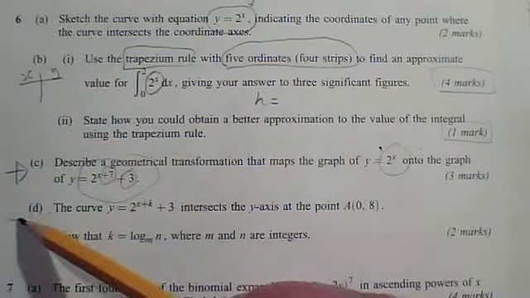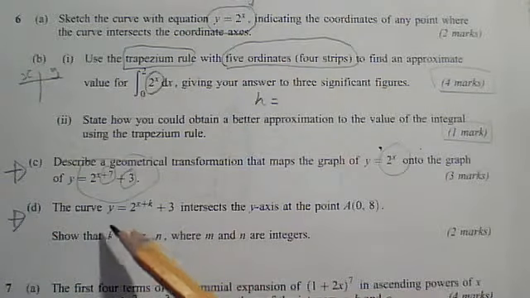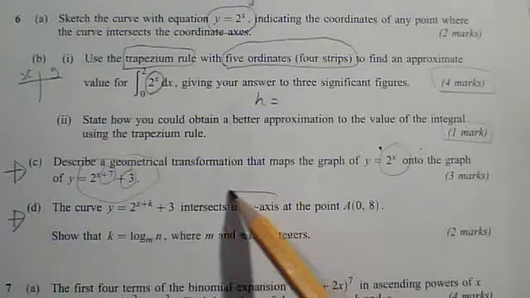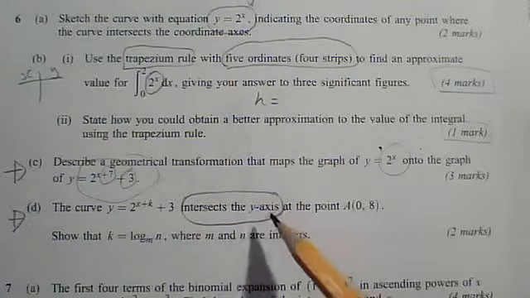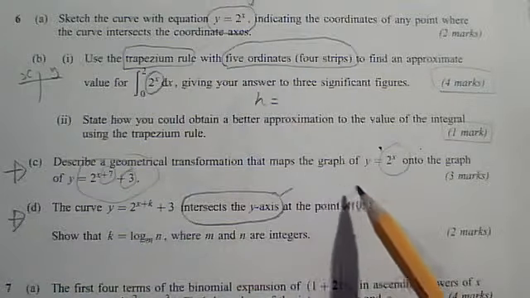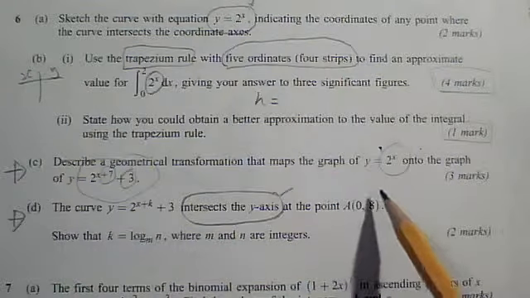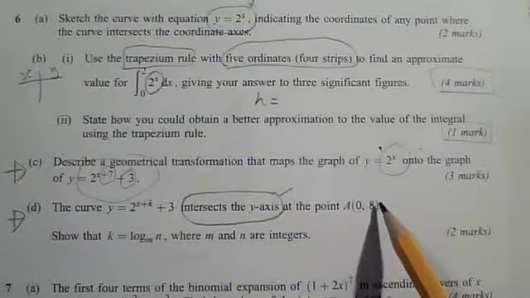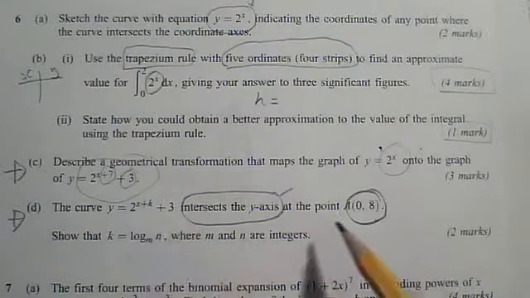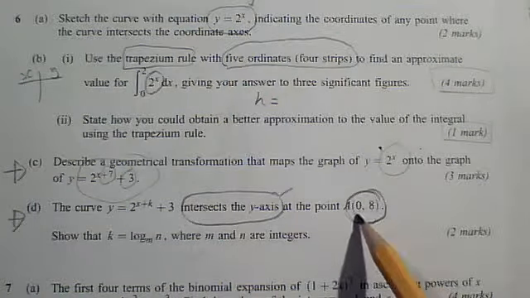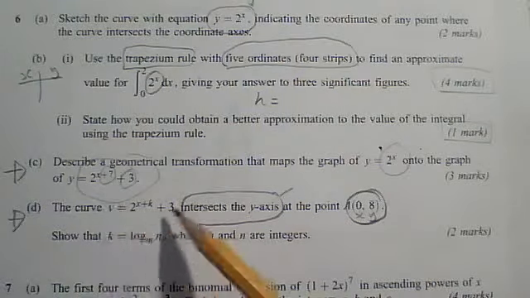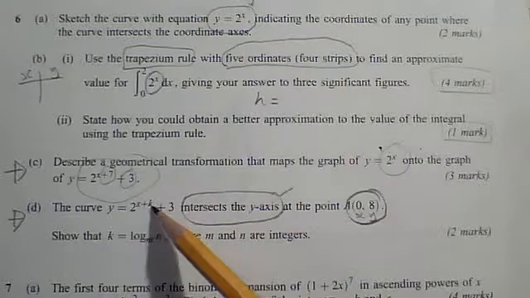And then part D, yet another re-entry point. We've got the curve y equals 2 to the power x plus k plus 3 intersecting the y-axis. So you've got to remember, intersects the y-axis means that something equals 0. And that is a clue for what equals 0. In fact, we've just got coordinates of a point on this curve. So we can substitute 0 and 8 in for x and y, and that makes this into an equation where the only letter left is k.